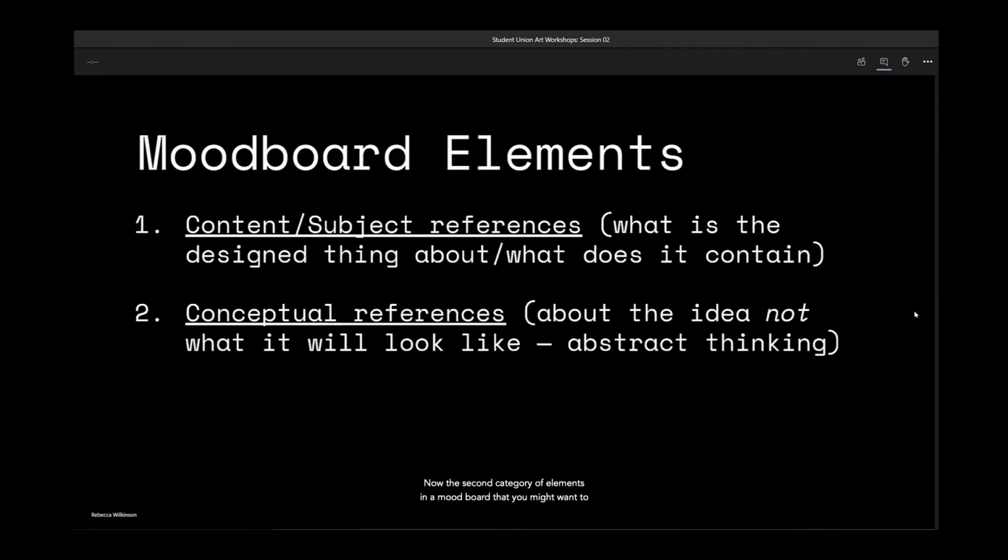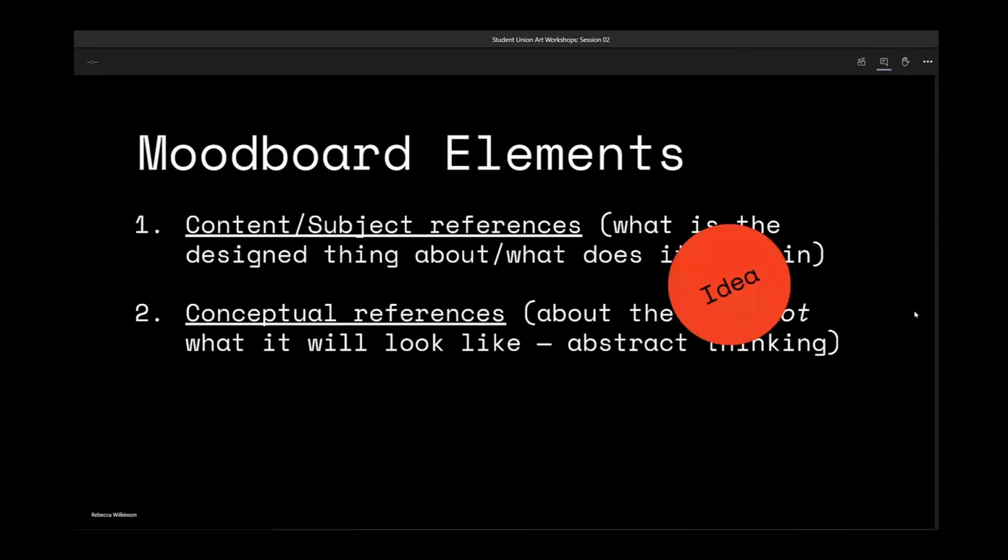Now, the second category of elements in a mood board that you might want to think about are conceptual references. So these are more abstract references. They're not references about what your designed thing will end up looking like, but they're more about thinking about your topic. And this will make more sense when I show you the example in a few minutes. But hopefully after you've laid out your content, subject, and conceptual references, you've developed an idea for your project. So that's the stuff you want to do first.